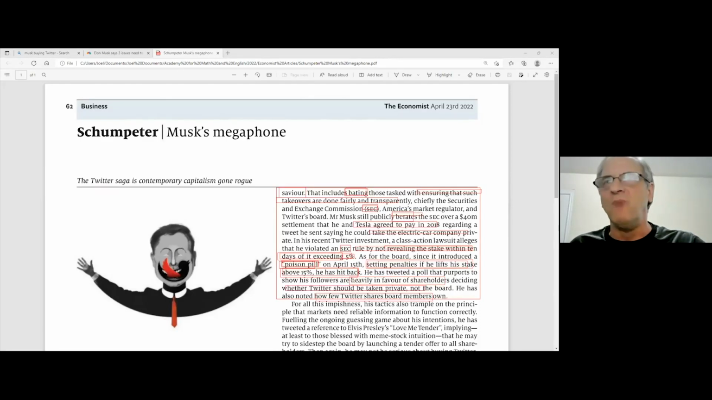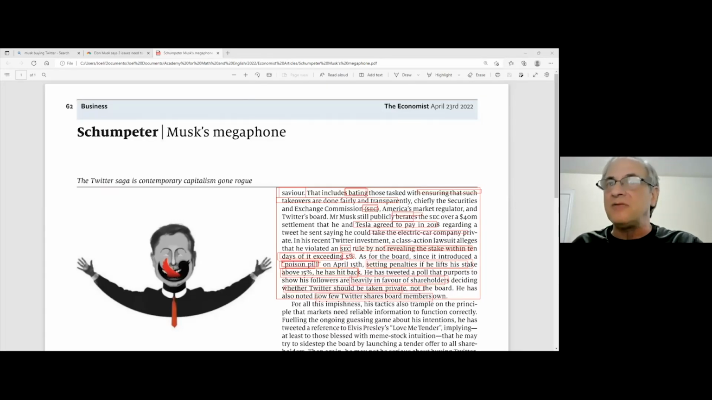Well, you know, so Musk hits back. He says his followers are already heavily in favor of the shareholders deciding whether it should be taken private, not the board. So Musk is saying, no, board of directors of Twitter, it's not your decision. It's the shareholders. And all the shareholders say they want me to take it private. So I should listen to them, not you, the board. So you can see how he likes to break the rules. He wants to do things his own way.